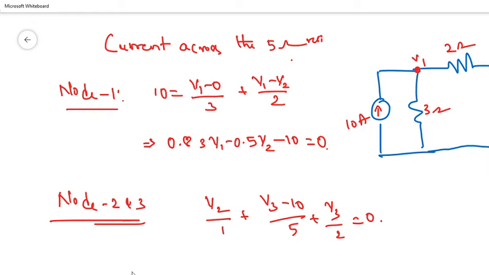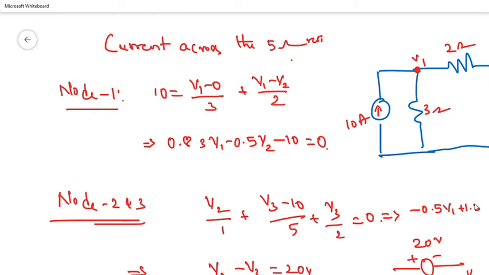So what is the third equation? How are we going to get the third equation? By the potential source, that is the voltage source. This is V2 and here V3, and this value is 20 volts. So how can you write? That is V2 minus V3 equals 20 volts. By simplifying this, the value is 0.5 V1 plus 1.5 V2 plus 0.7 V3 minus 2 is equal to 0.